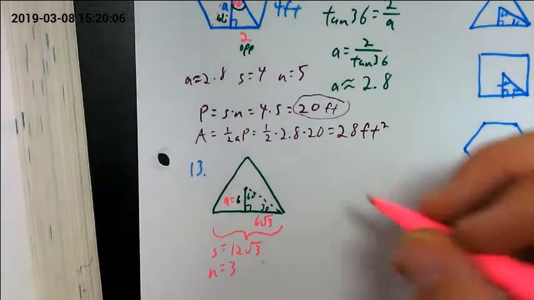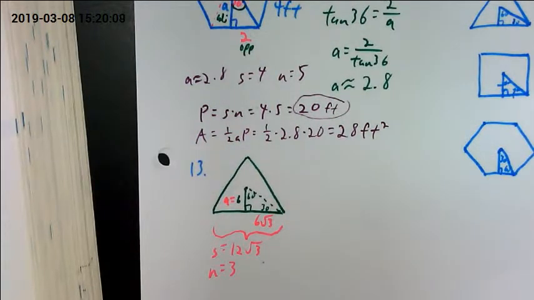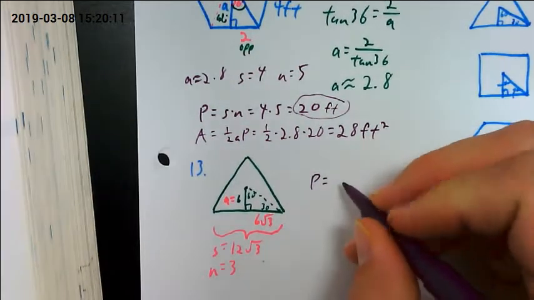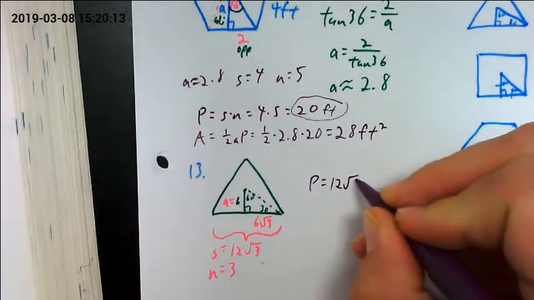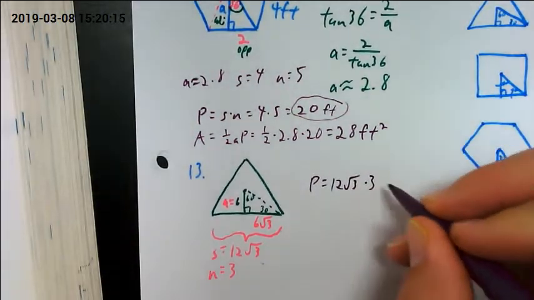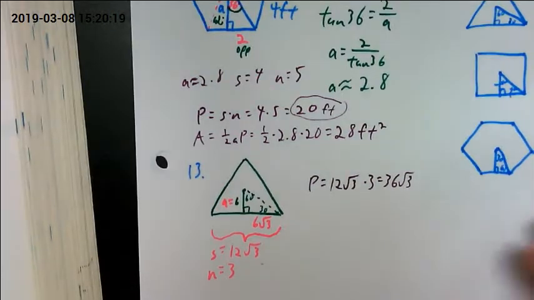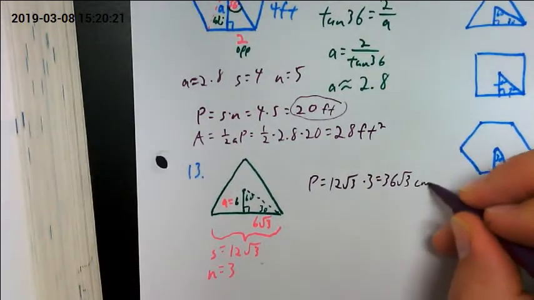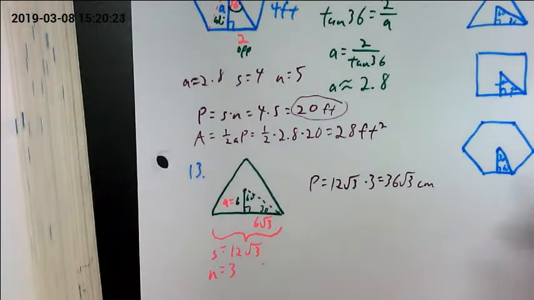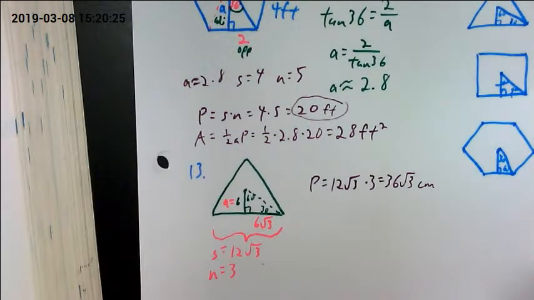So now, using my formulas, I'm going to plug these in. I have for perimeter, S times N, 12 radical 3 times 3 is 36 radical 3. And we can just leave it as an exact value. And this one was in centimeters. Most of the time, if you're dealing with a problem that has a special right triangle in it, it's going to usually ask for it as an exact value. Springboard didn't specify, so if you rounded on this one, that's fine.